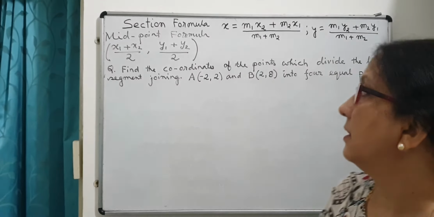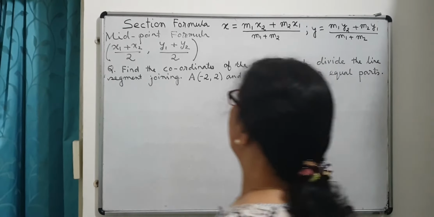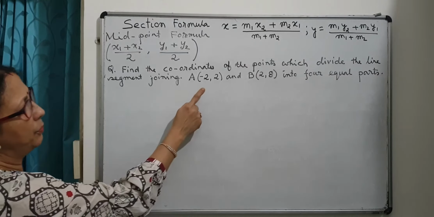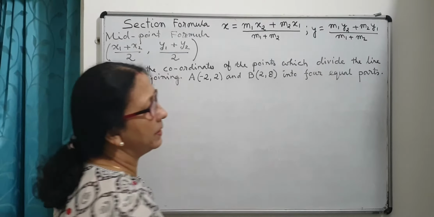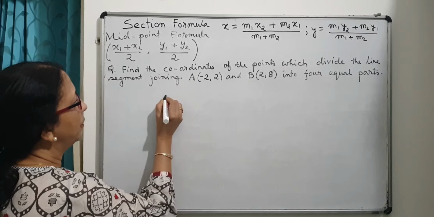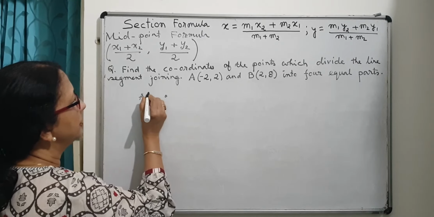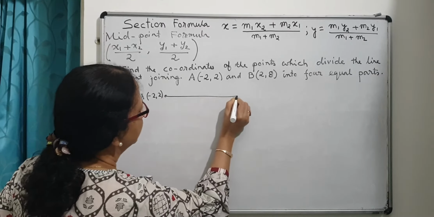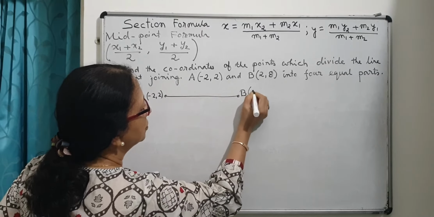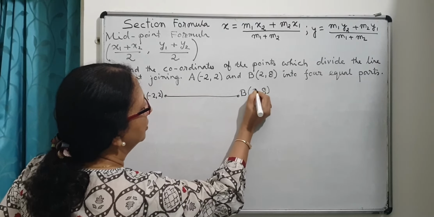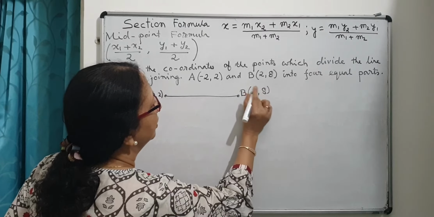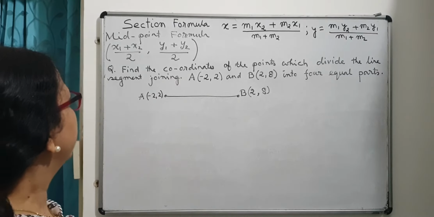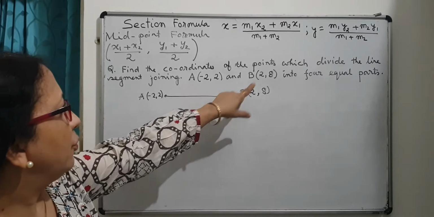Next question that I have taken. What is the question? Find the coordinates of the points which divide the line segment joining the points A and B into 4 equal parts. That means you have a point A here, which is (-2, 2), and this is B, which is (2, 8). So you have to find the coordinates of the points which divide this line segment AB into 4 equal parts.